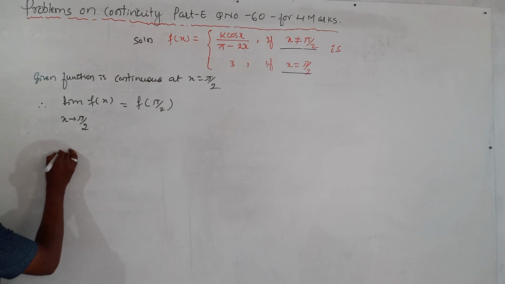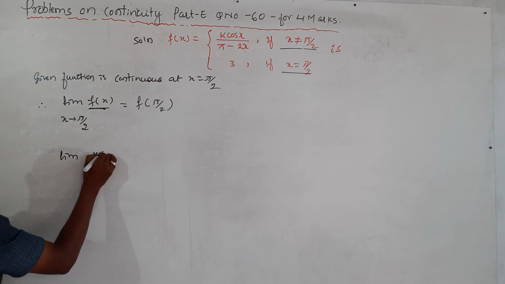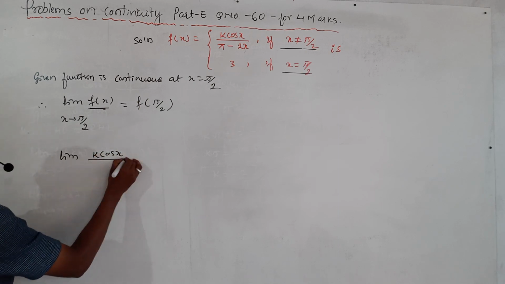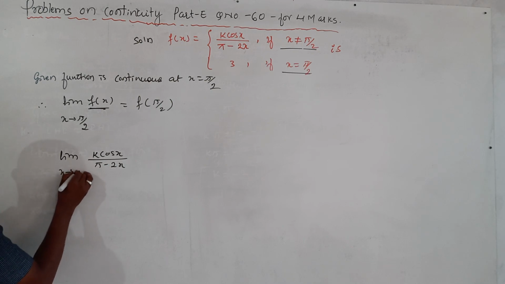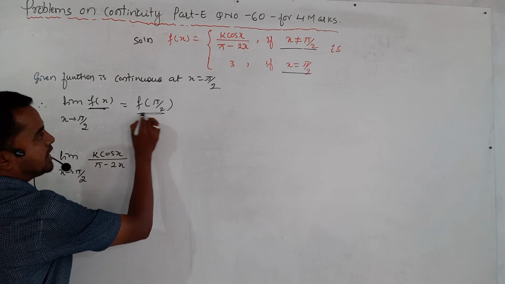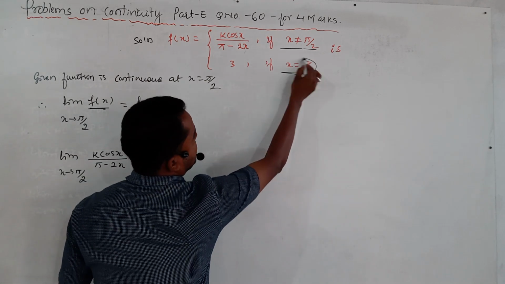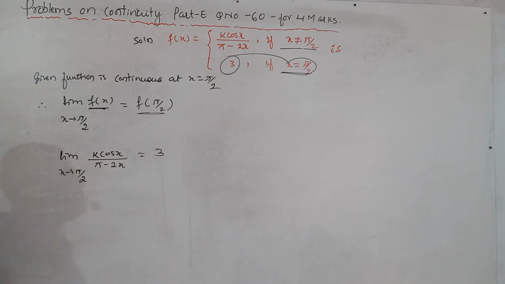So here, the limit of, in the place of f of x, I am writing K cos x divided by 5 minus 2x as x tends to 5 by 2. If x is equal to 5 by 2, then the value of the function is 3.